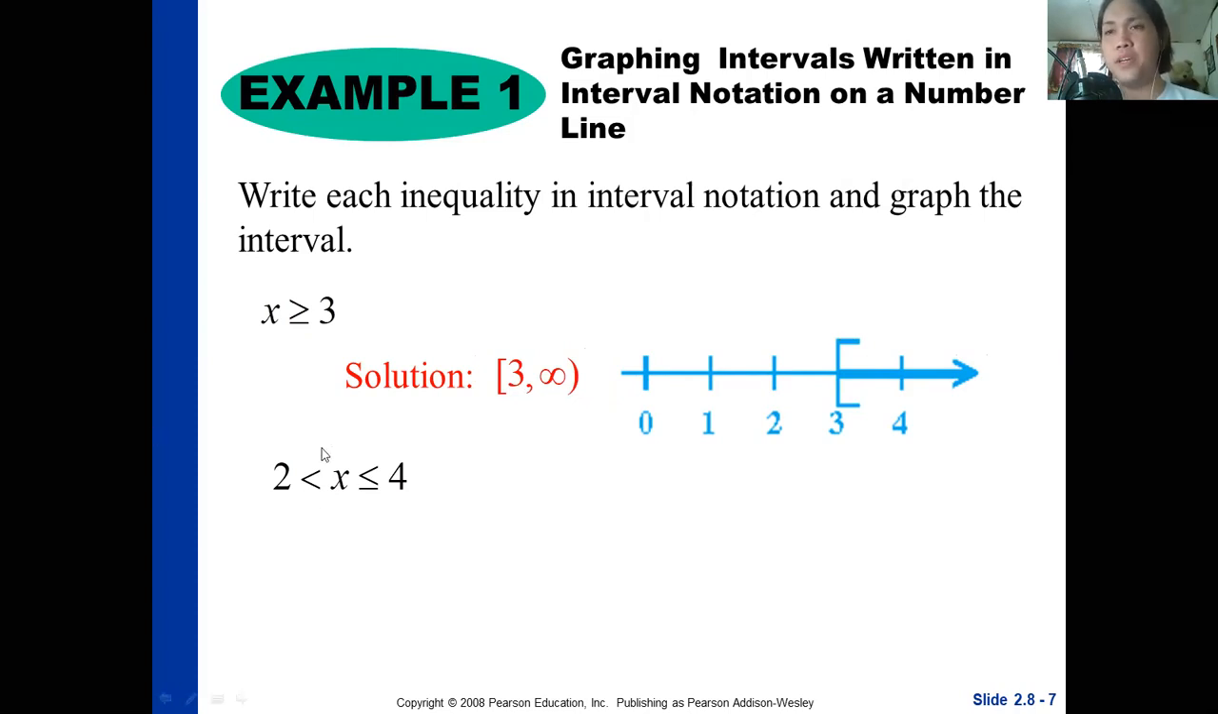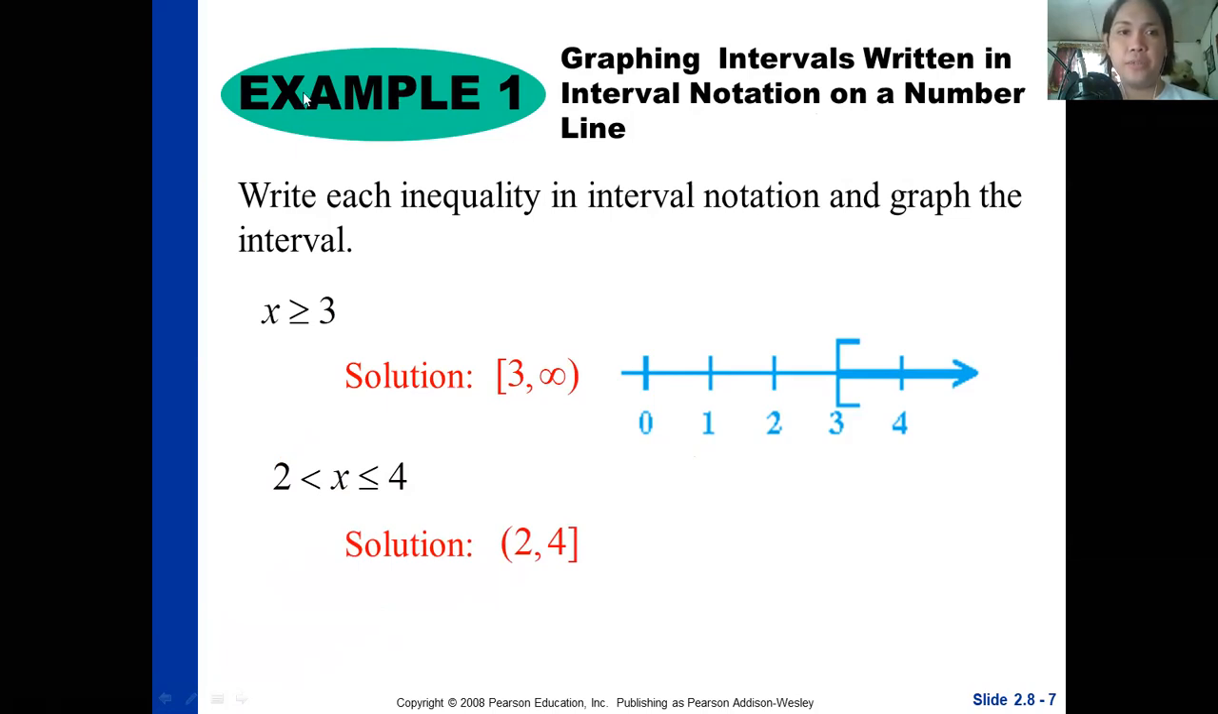What about this one? Oh, this one sounds challenging. So how will we do this one? 2 is less than x and x is less than or equal to 4. So how will you do that one? So what is now your solution? To solve, of course, 2 is not included and 4 is included.